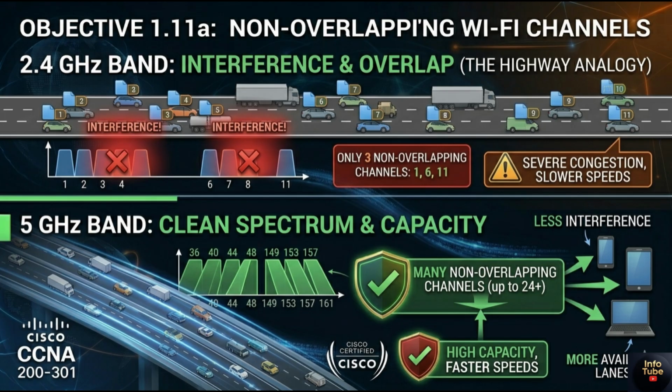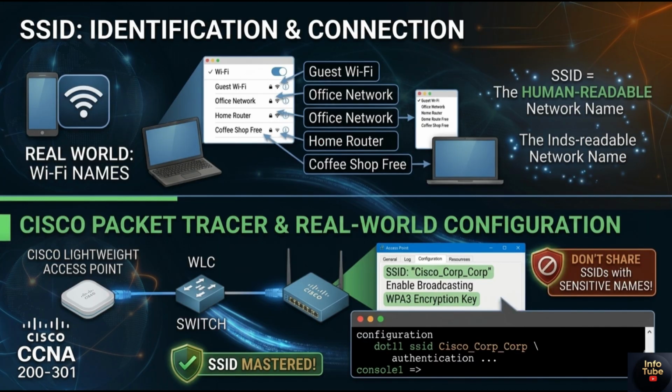The newer 5 GHz and 6 GHz bands have many more non-overlapping channels, which is why they feel so much faster and less crowded. 1.11b SSID, the network name. SSID stands for Service Set Identifier, but you can just think of it as the network's nickname. It is the name you see on your phone when you're trying to join the Wi-Fi.